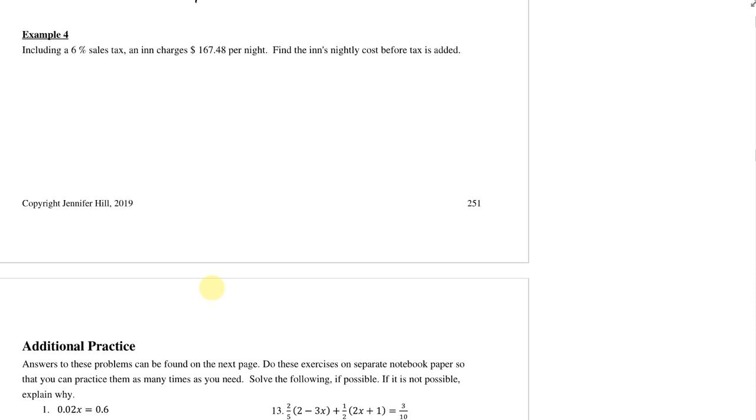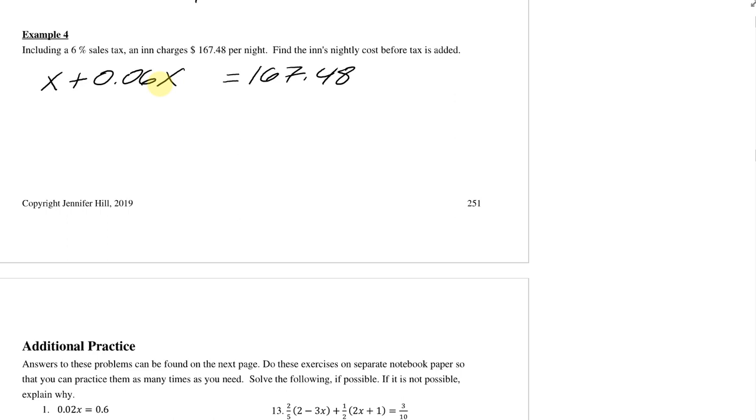So I start with the price of the room, right? But then I need to add in the tax. And to calculate the tax, I take 6% of the price of this room. So here's the calculation that goes into this, and then this is going to equal 167.48. So I should maybe get rid of this times. I'll just write this as 0.06x. So here's everything that goes into this.